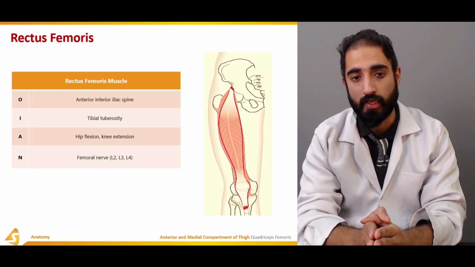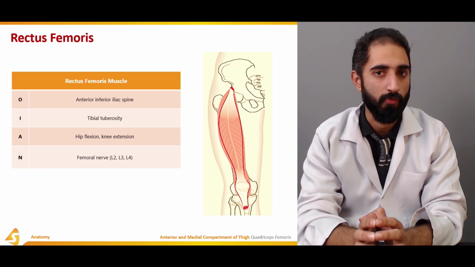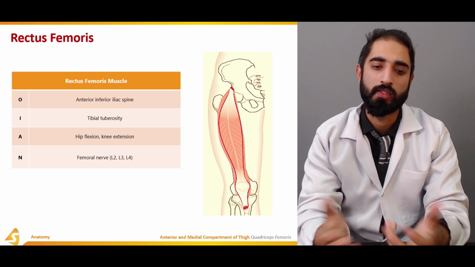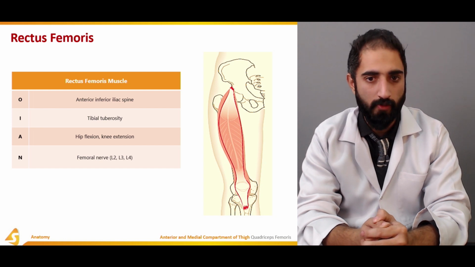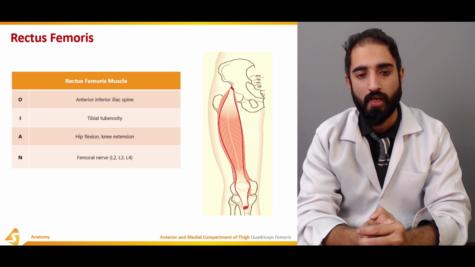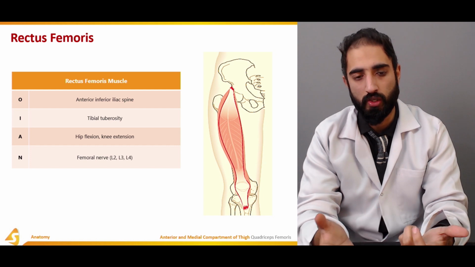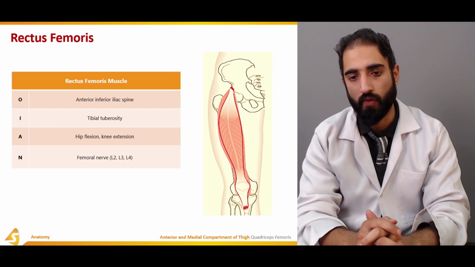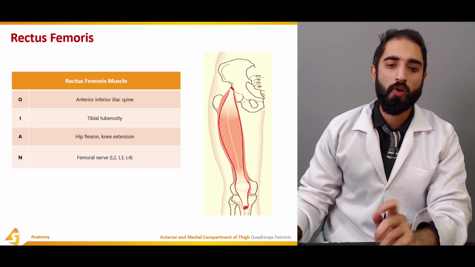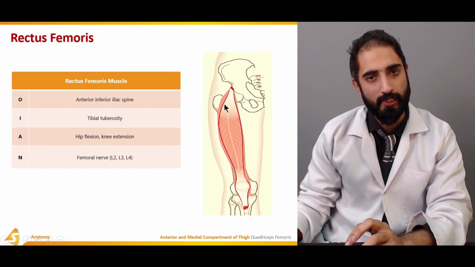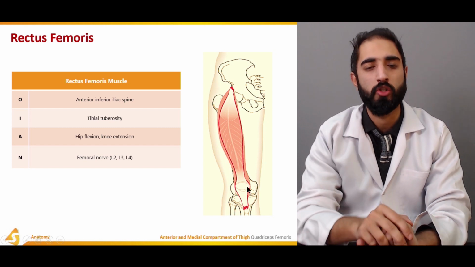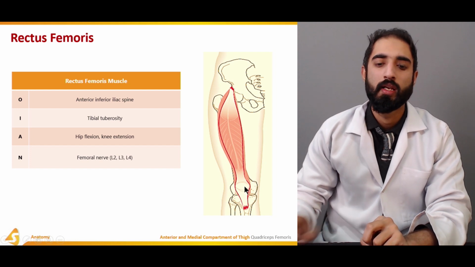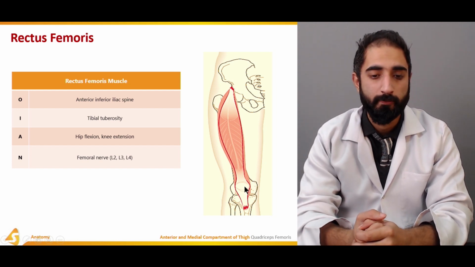And another important thing biomechanically is that it is a multi-joint muscle. So in terms of its individuality, it is a hip flexor as well as a knee extensor, and it is a very strong knee extensor, because quadriceps femoris is known as the primary mover in terms of knee extension. As already mentioned, it arises from the anterior inferior iliac spine and it inserts into the tibial tuberosity via the patellar tendon and encompasses the patella as well.